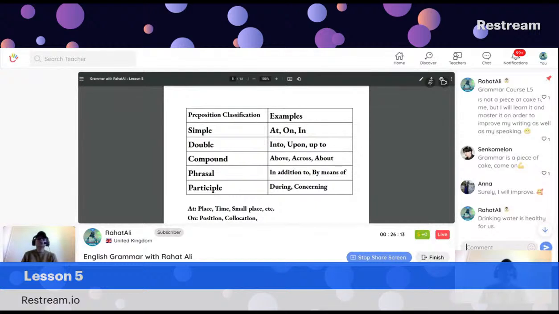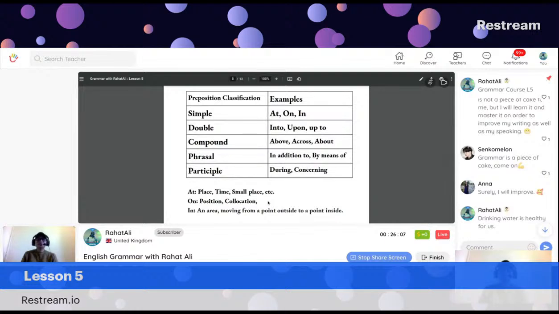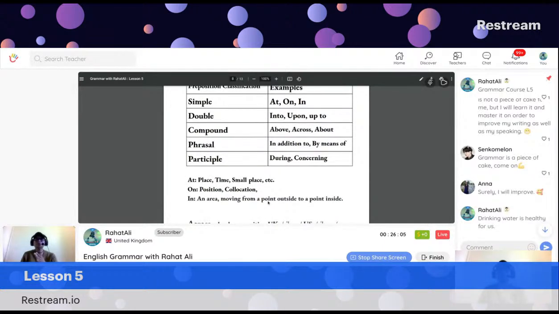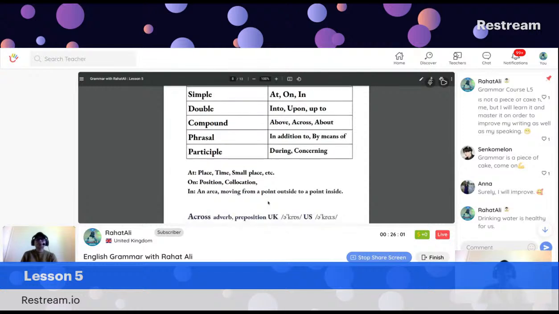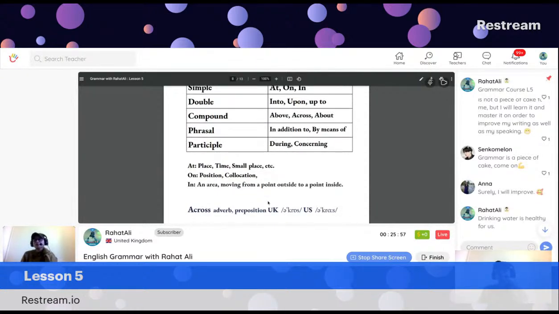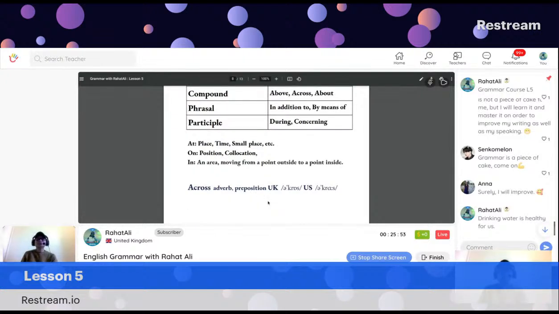That's great, guys. So let's move on because we still have some other parts to cover. So use at a time, at a place, time, small place. One is on the position and collocation in an area, moving from a point on one side to another. Across, you see.